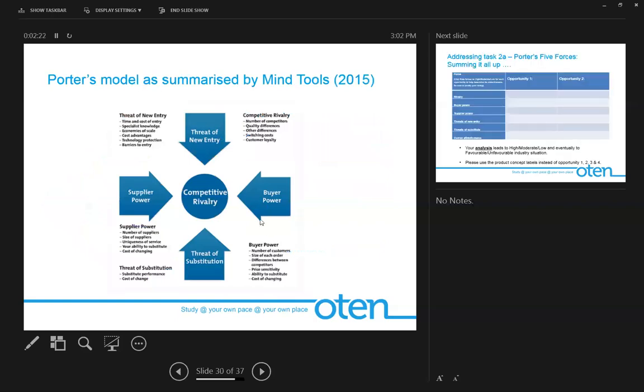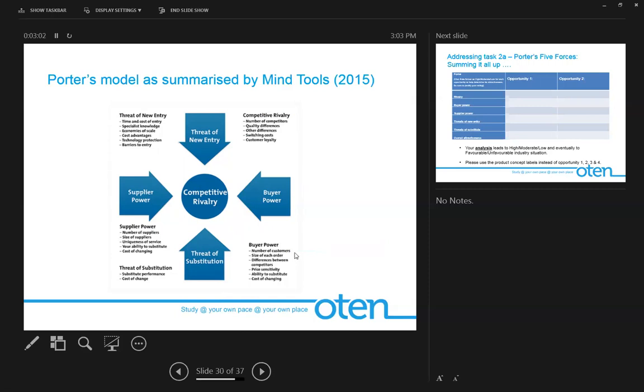Okay, now these are basically the symptoms, the indicators that you want to look at. So for instance, competitive rivalry. Competitive rivalry is affected by the number of competitors, quality differences, other differences, switching costs, and also customer loyalty. So you need to evaluate those things to justify whether rivalry in that industry is high or low. Again, if it is high, that means bad for us because the competitive force in here is quite high.